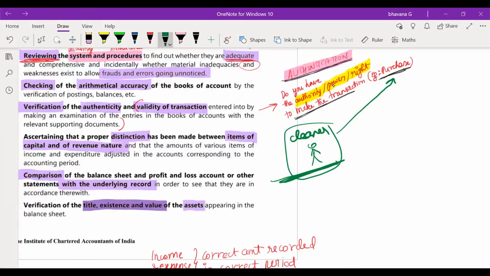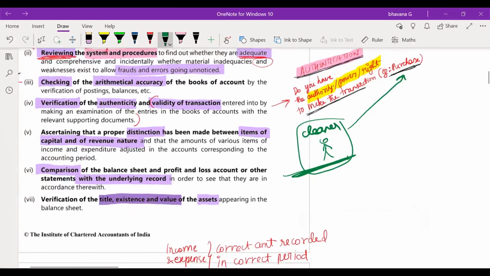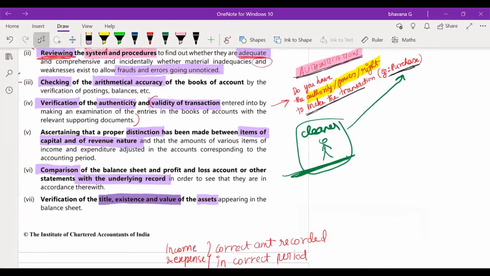Will he have the authority? No, right? Somebody who cleans the premises, I don't think they will have the authority or the power or the right to make purchases in the organization. So the auditor has to verify whether whatever transactions have happened have been properly authenticated.